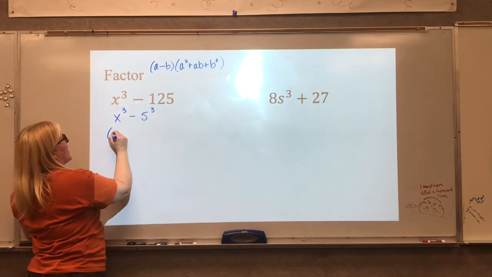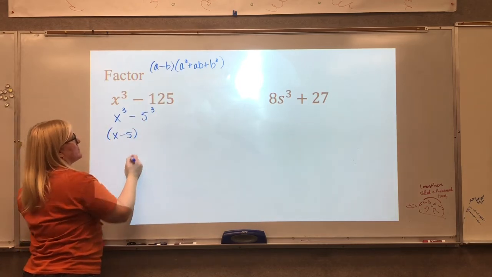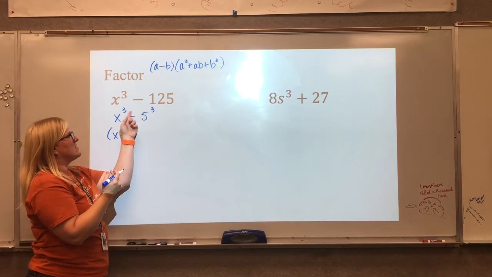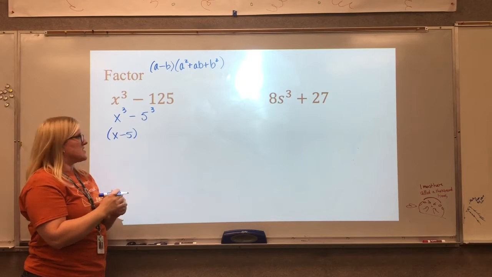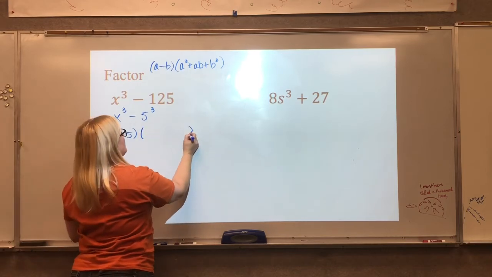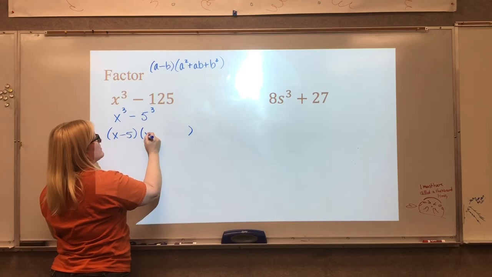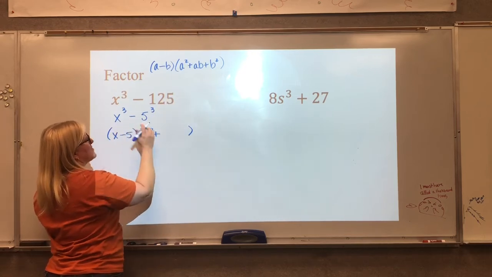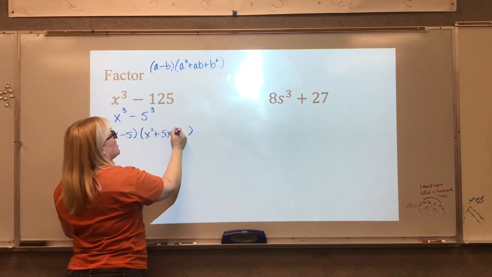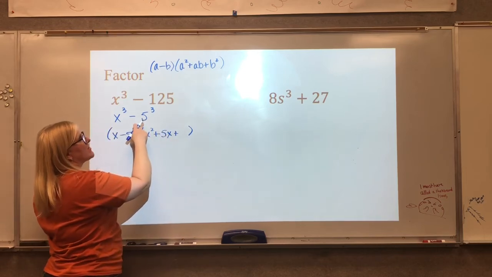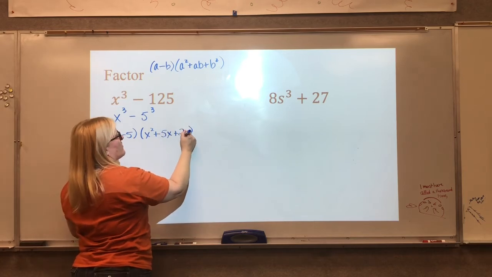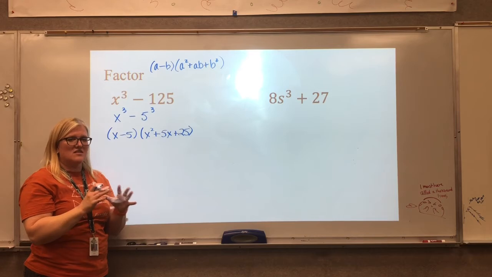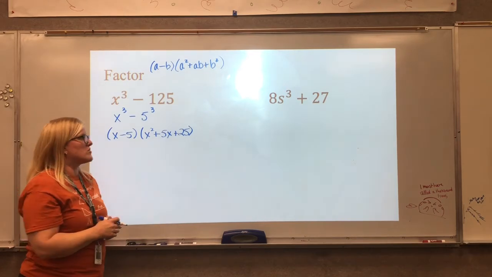So I have x minus 5. And that one's usually the easiest to remember because you're just taking away the exponents there. But then I have x squared plus ab, which is going to be x times 5, so 5x, plus 5 squared, which is 25. And that is my answer. I know that that's kind of tricky. You'll have to practice some of those.